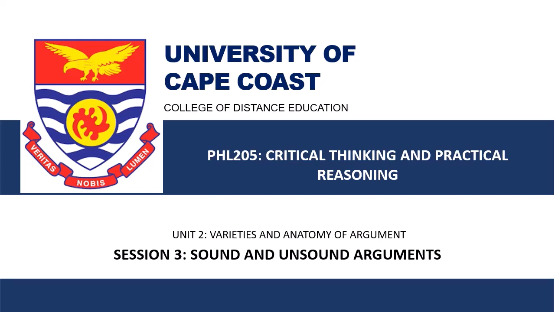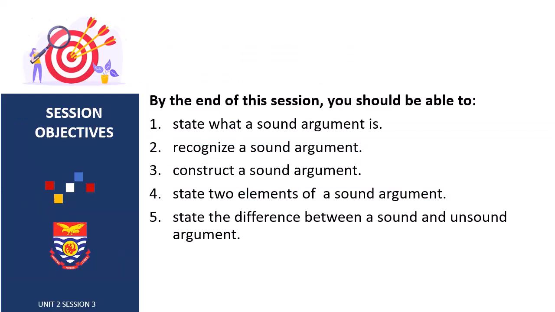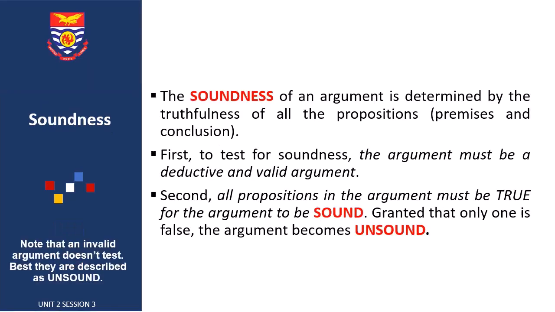We are on Unit 2 discussing varieties and anatomy of argument. Today, our session will be detailing sound and unsound arguments. The aim of this session is to help students recognize sound arguments, state what a sound argument is, construct a sound argument, discuss the two elements of a sound argument, and make a possible difference between a sound and unsound argument.